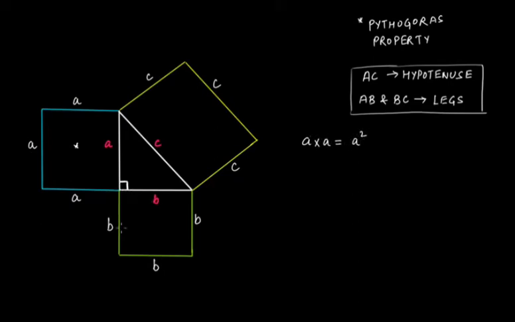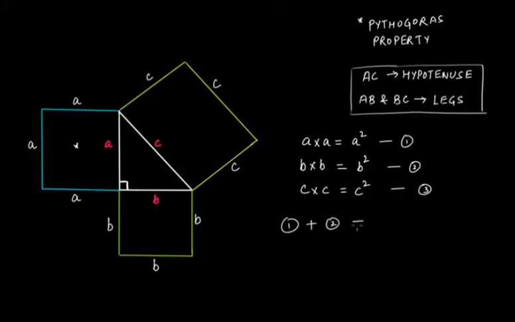What will be the area of this square? B times B. So B square. And what will be the area of this square? That will be C times C, that is C square. According to Pythagoras property, this is 1, 2 and this 3. If you add 1 plus 2, that is this A square plus B square, this will be equal to 3, that is will be equal to C square. So A square plus B square is equal to C square.